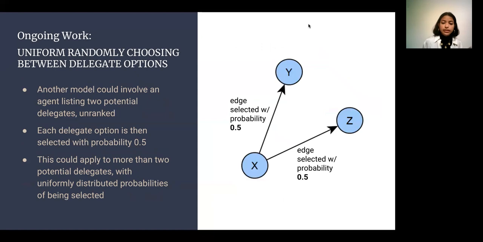Another option we're looking at for a potential mechanism is uniformly randomly choosing between delegate options. This is an example where X has 2 potential delegates, and each edge could be selected with probability 0.5. We could also apply this model to more than 2 potential delegates, and the idea is that the probabilities of each of those delegations being selected are uniformly distributed.